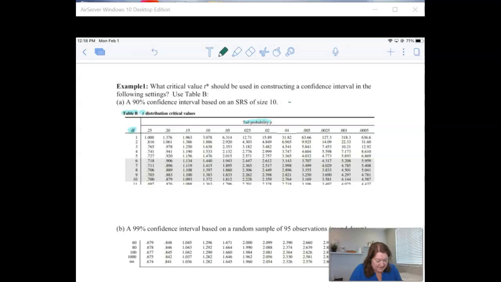So just like we would have normally done for a z, we're going to draw our 90. We're going to say this is 90. And that leaves us 10 to split out. So this is going to be 0.05, and this is going to be 0.05. So now notice that I also want to look for the tail probability. So I'm looking for, in green, this one right here. And I'm looking for a degree of freedom of n minus 1, which is going to be 10 minus 1, which is 9. So I'm looking at this row and that column and where they come together to match. My t-star score is going to be 1.833.